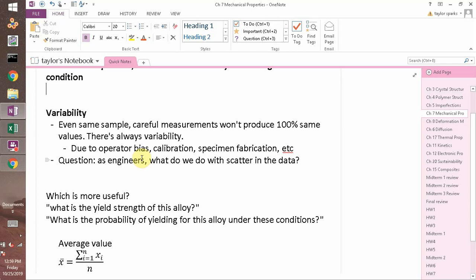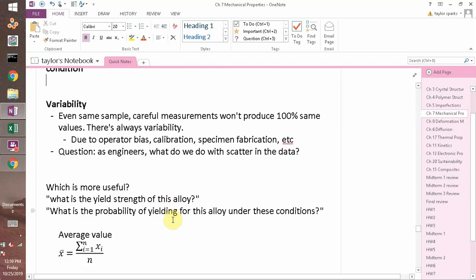When it starts to deform in a permanent way, meaning it's not going to bounce back, that's yielding. So I could ask you, what's the yield strength? When is this metal going to bend and not bounce back? Or I could say, what's the probability of yielding for this alloy under these circumstances, right? These conditions. That's obviously a much more useful measure, okay?